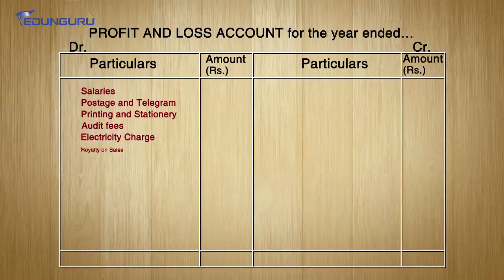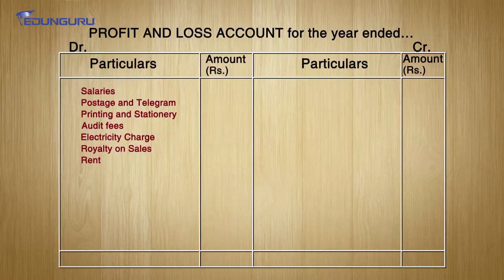You also have your royalty on sales coming here. Mind it, dear students, royalty on production or purchase is a part of trading account. And also, if the question just mentions royalty, it will always be shown in trading account. Similarly, if nothing is mentioned next to rent, it will always be treated as office rent and shown in profit and loss account. Just carriage, dear students, will always mean carriage inward.